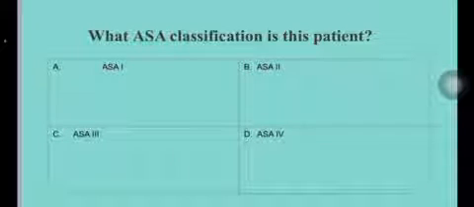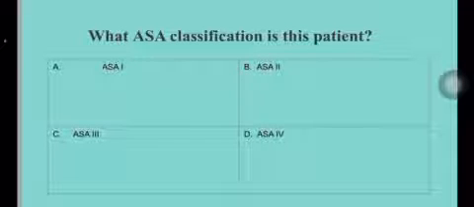Question number 1. What ASA classification is this patient? Is it 1, 2, 3, or 4? Keep the answer in mind for a future slide.